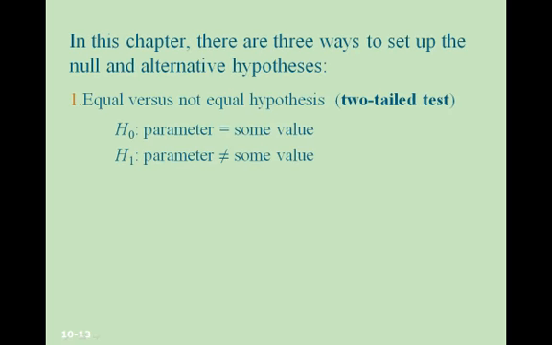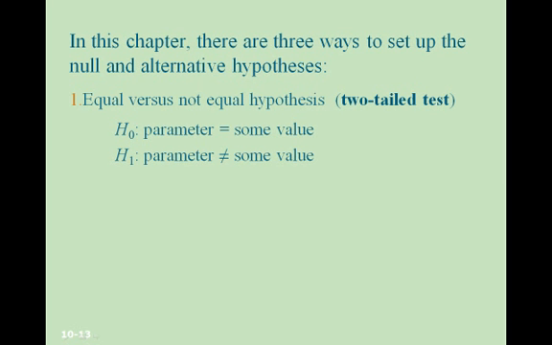In this chapter, there are three ways to set up the null and alternative hypothesis. First, we have equal versus not equal hypothesis, and this is what we call a two-tailed test. So we have that our null hypothesis states that the parameter is equal to some value, and the alternative hypothesis states that the parameter is not equal to some value.